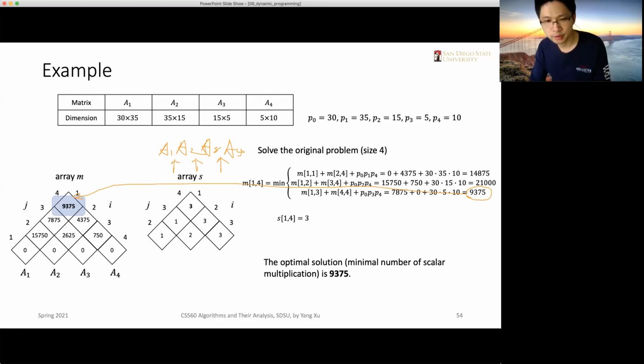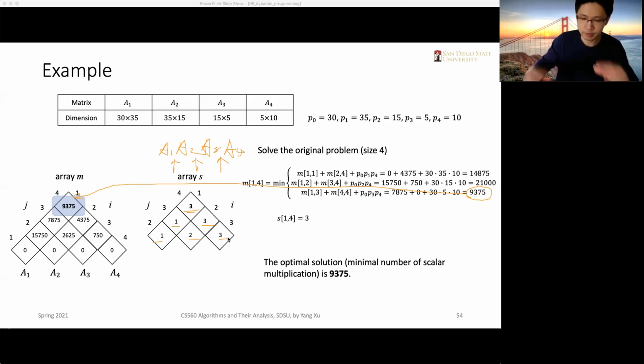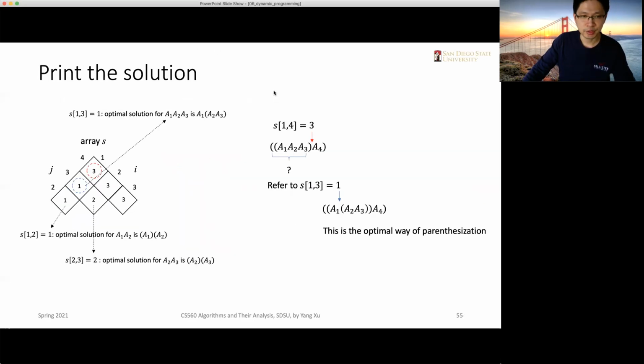The optimal solution is 9,375. We also marked the place to cut along the way, right? We also marked how we place the cut, how we split the parenthesization. So given the M and S tables, we are able to return the results very quickly.